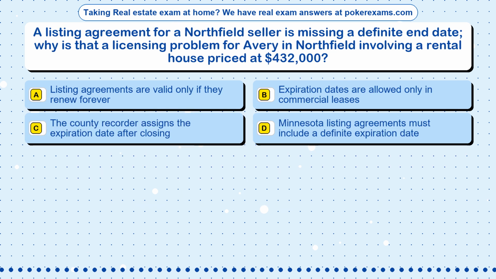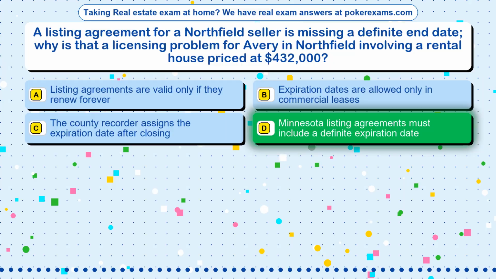Question 32. A listing agreement for a Northfield seller is missing a definite end date. Why is that a licensing problem for Avery in Northfield involving a rental house priced at $432,000? Option A, listing agreements are valid only if they renew forever. Option B, expiration dates are allowed only in commercial leases. Option C, the county recorder assigns the expiration date after closing. Option D, Minnesota listing agreements must include a definite expiration date.